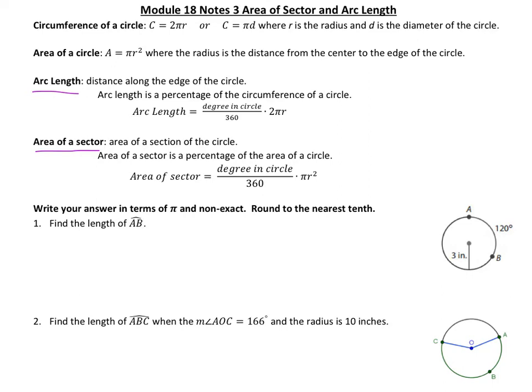Because to find a percentage of something, we need to take the part divided by the whole, and the part would be the degrees it takes up in your circle divided by the whole circle, which is 360 degrees. Then we multiply it by the circumference equation. So if we're finding a certain portion of the area of a circle, we take that certain portion divided by 360, so our part divided by the whole. And then we multiply that by pi r squared because it's of the area of the circle. If you notice the similarities, the only part that's different is what you're multiplying it by. If it's area of a sector, you're multiplying by the area of a circle. If it's arc length, you're multiplying by the circumference of a circle.